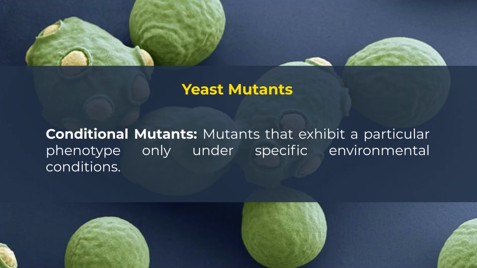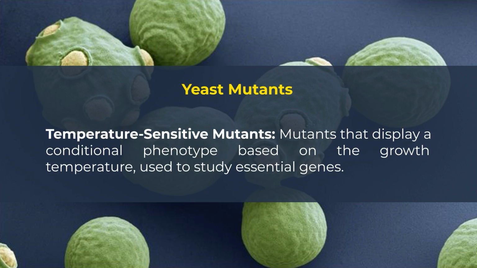The first one is the conditional mutant. These conditional mutants exhibit a particular phenotype only under specific environmental conditions. How? The first conditional yeast mutant is the temperature sensitive mutant. This mutant can display a conditional phenotype based on the growth temperature, which is used to study essential genes. You can modify the growth temperature of the yeast, and at a particular temperature it shows a conditional phenotype. This is known as a temperature sensitive mutant.